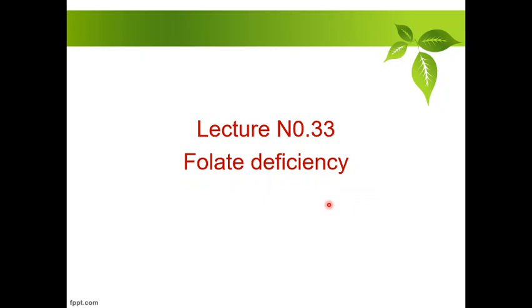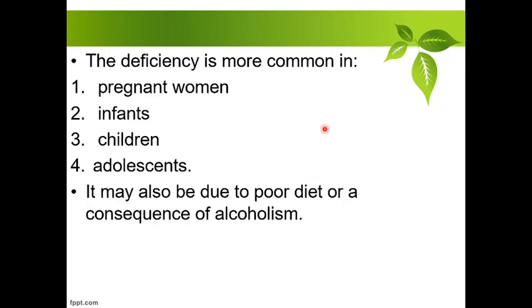Now we come to the deficiency of folic acid: what happens if the folic acid is deficient? The deficiency is more common in pregnant women, infants, children, and adolescents. It may also be due to poor diet or a consequence of alcoholism.